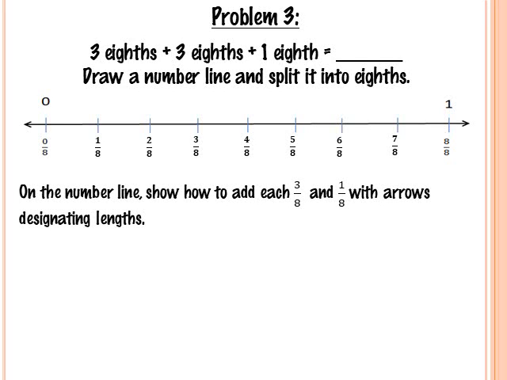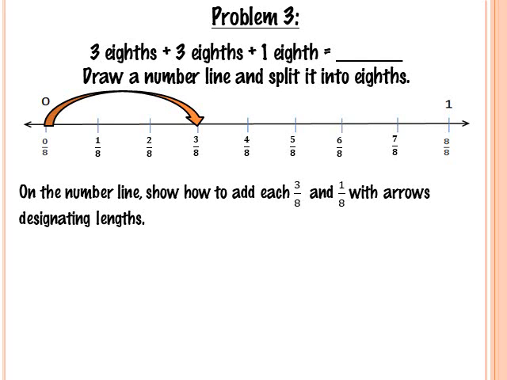On the number line, though, we're going to show how to add each 3/8 and that 1/8. So we're going to skip 3/8 twice and add 1/8. So let's start with the 3/8 first. We're going to start at 0/8 and we're going to move over 3 spaces. So it's going to land on 3/8.